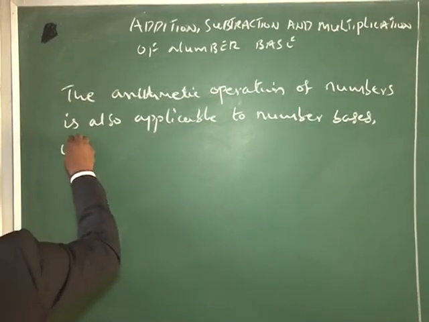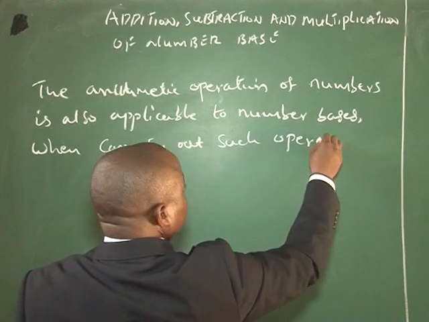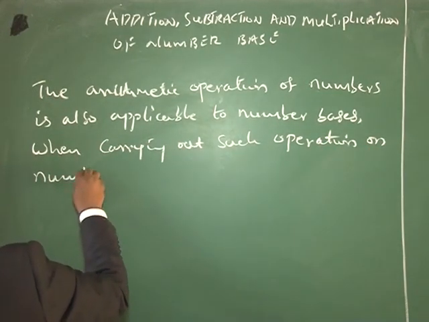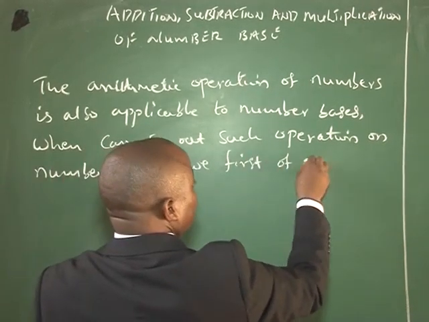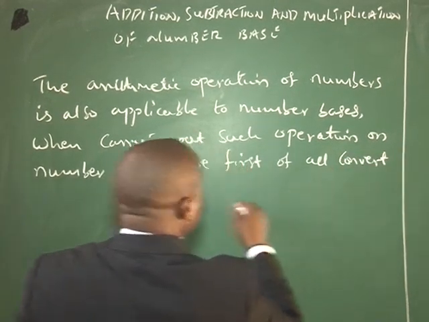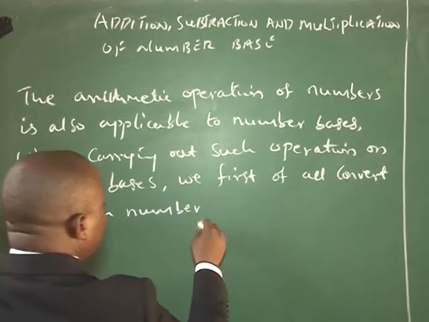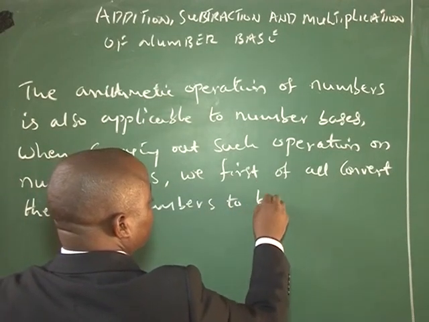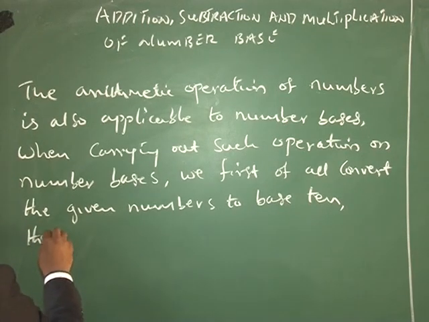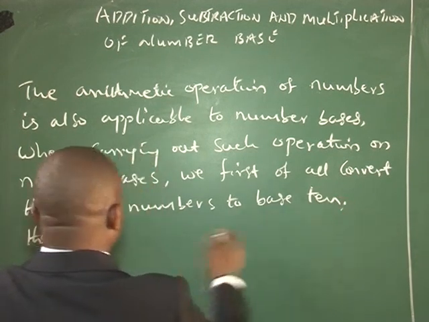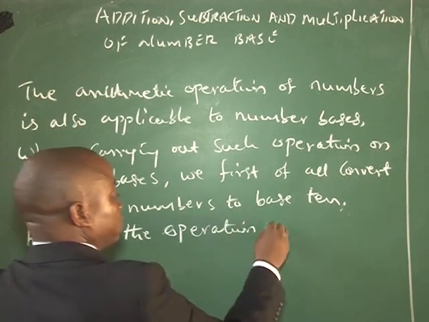Now, when carrying out such operations on number bases, we first of all convert the given numbers to base 10. Thereafter, the operation is applied.